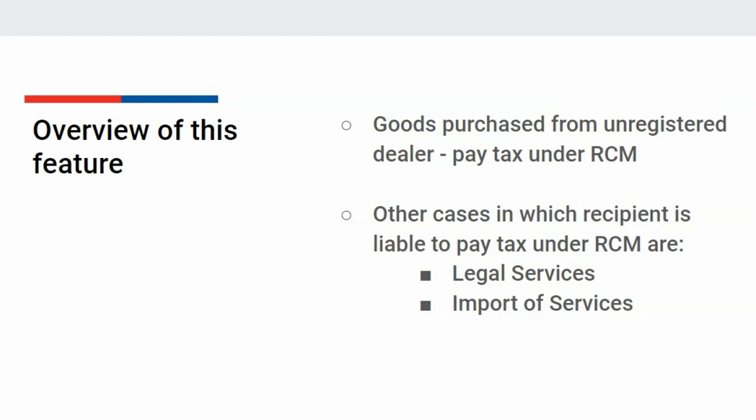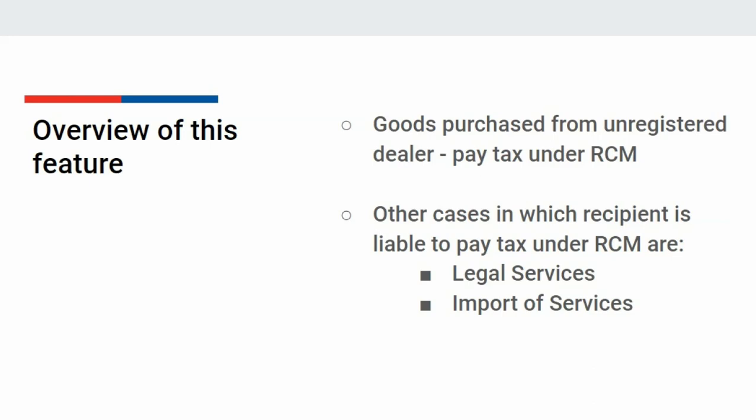In this case, whether the services taken are from a registered dealer or from an unregistered dealer, tax needs to be paid by the recipient under the reverse charge mechanism. Also, if you have taken services from a foreign company, then also you need to pay tax under RCM. So in this chapter, we will discuss entering RCM transactions, then raising tax liability, paying RCM to the government, and then claiming RCM, that is input tax, from the government, or we can say RCM to regular adjustment.